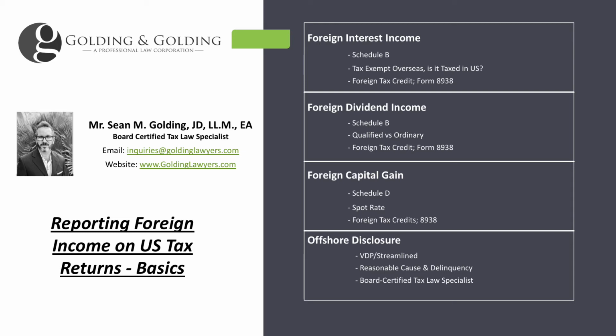Another very common type of foreign income that many taxpayers who are U.S. persons have is dividend income. And just like the interest income, dividend income is reported on Schedule B. You have qualified dividends and you have ordinary dividends, right? Qualified dividends get taxed at 15% unless you're in the top tax bracket, then it jumps up to 20%. Ordinary dividends typically get taxed at your progressive tax rate.